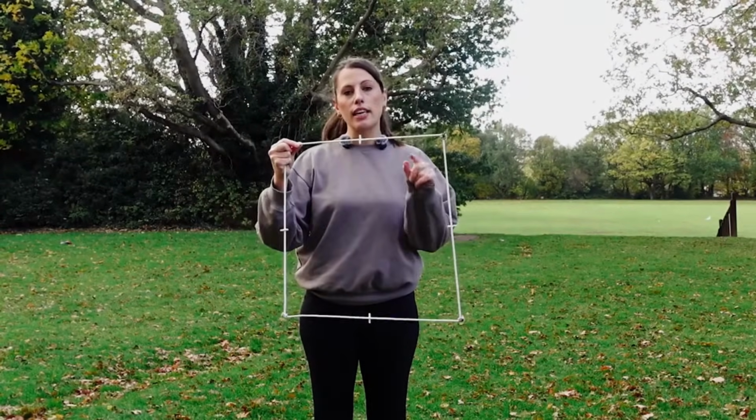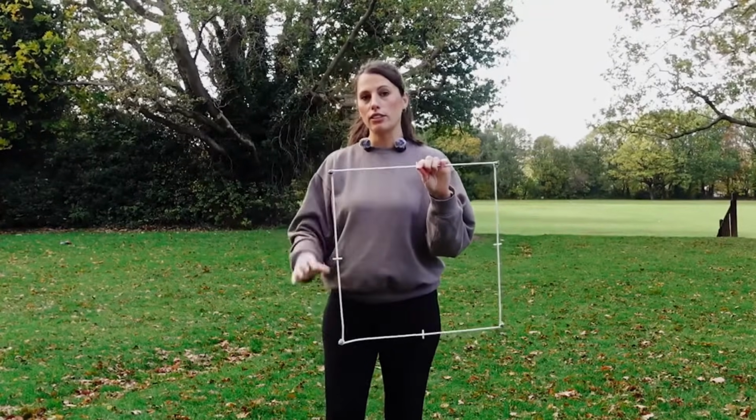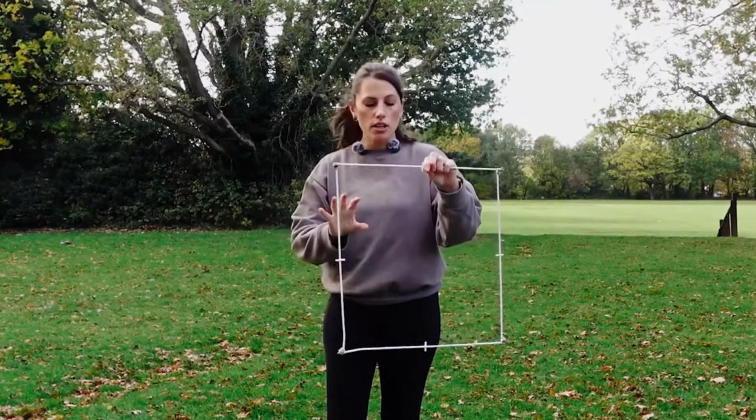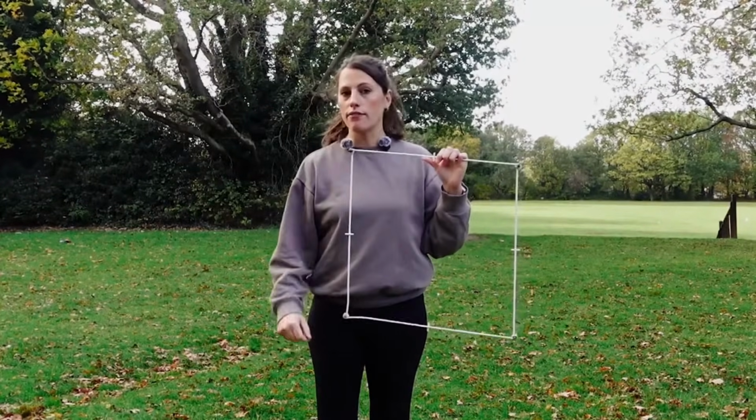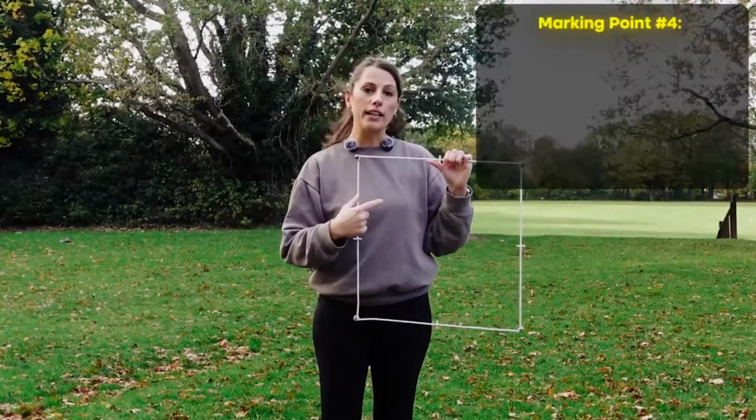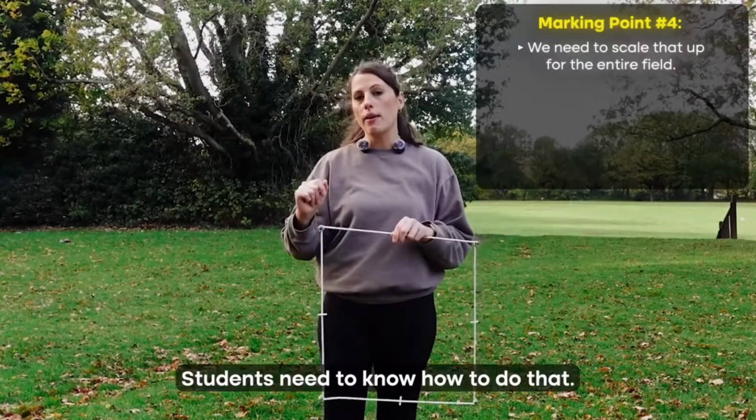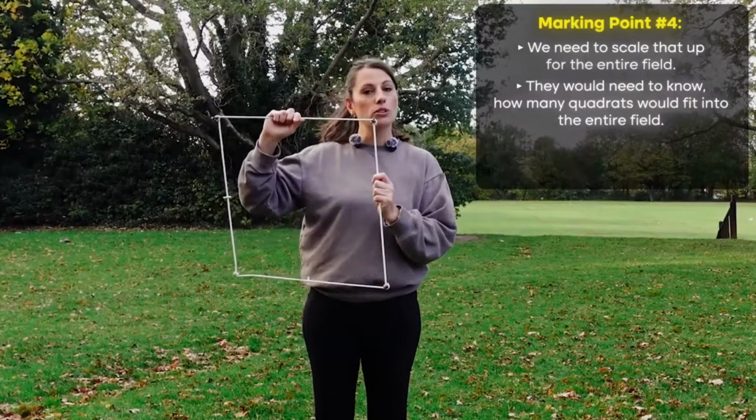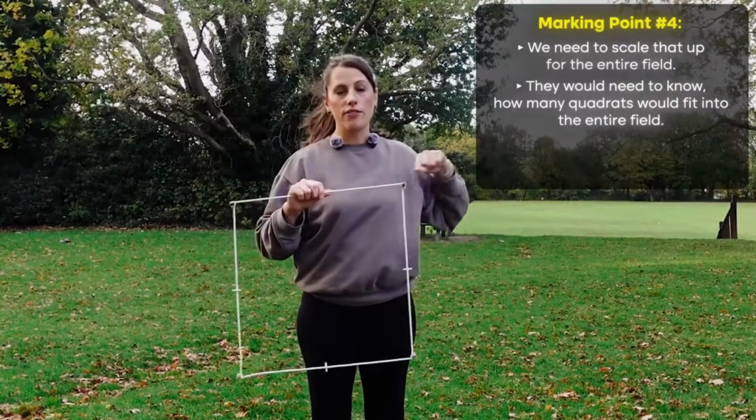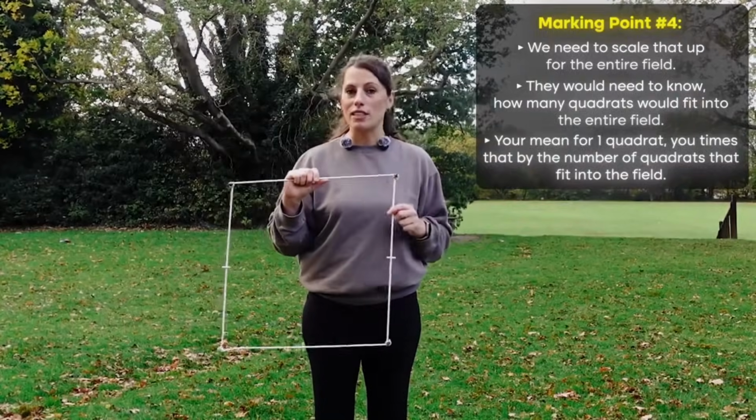However, if your students have to calculate the density, so the actual number of a plant in the entire field, if we've done our large sample, we calculated our mean, and we had, let's say, 5 daisies on average as our mean in our quadrat, we then need to scale that up for the entire field. And students need to know how to do that. That's the final mark. So they would need to know how many quadrats would fit into the entire field. And your mean for one quadrat, you times that by the number of quadrats that fit into the field.